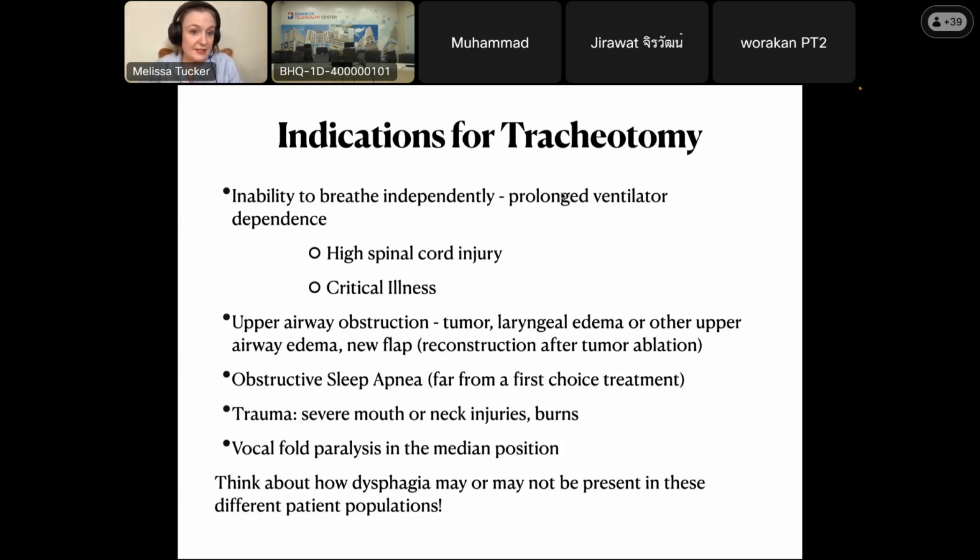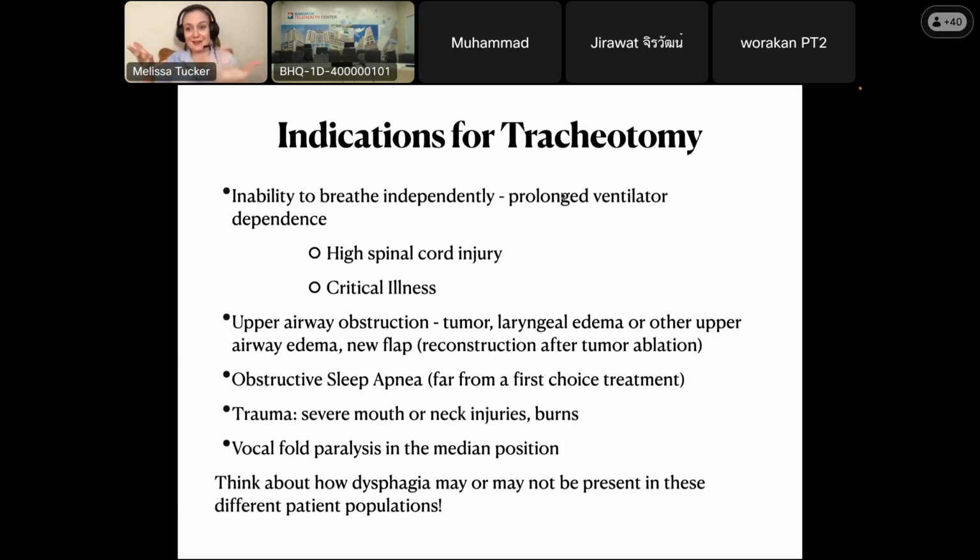Certainly trauma is a common reason, other than spinal cord injury: severe mouth or neck injuries, burns, gunshot wounds to the face, anything that interferes with the upper aerodigestive tract. And finally, neurological conditions that cause the vocal folds to be paralyzed in the median position. So they're adducted together and are completely occluding the upper airway. Those patients may require an emergent tracheotomy to breathe.